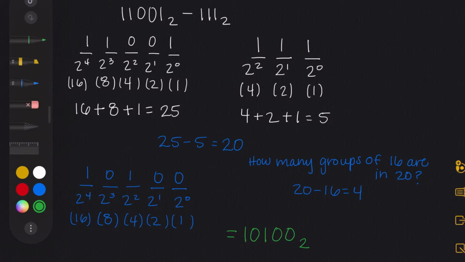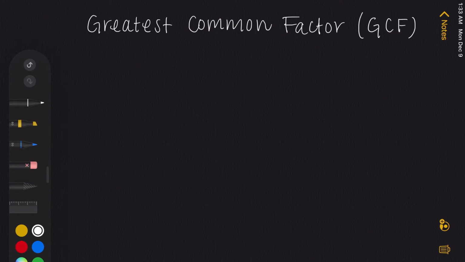10100 base 2. Now we are going to use 3 strategies to find the greatest common factor. So the first strategy we're going to use is the Euclidean method. We are going to find the GCF of 36 and 84.